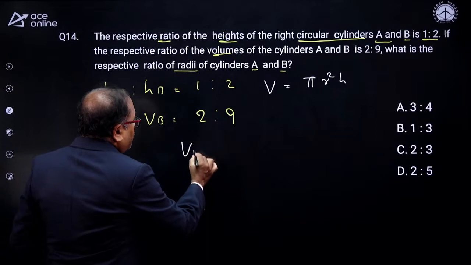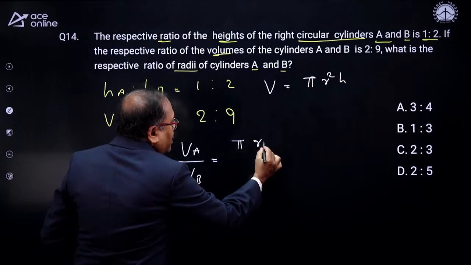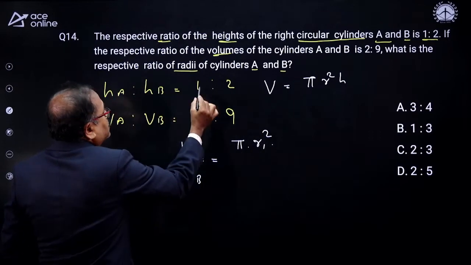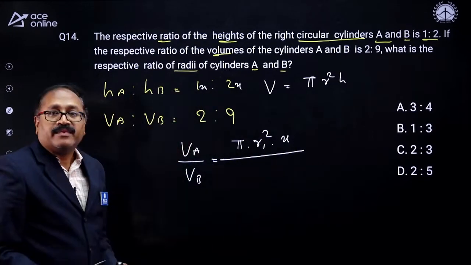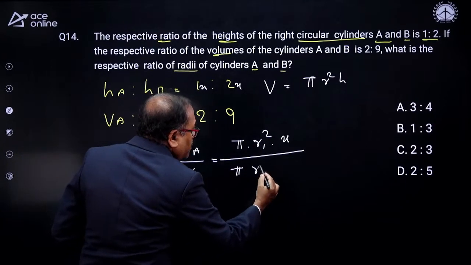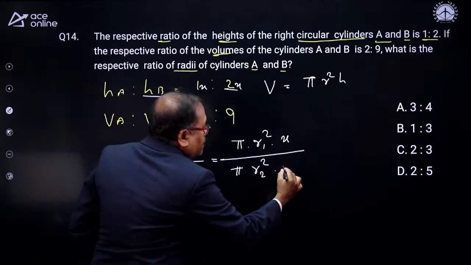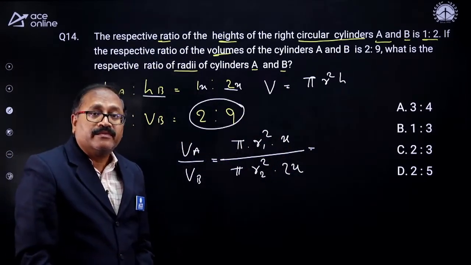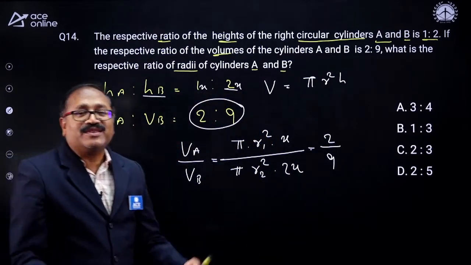So volume of A by volume of B is equal to pi r1 square into h, and here if this is x, this is 2x, so take the x here, by whatever the volume of the second one. So the volume of the second one is again pi r2 square into 2x height, and that ratio is given to us as 2/9. So write down this as 2/9. You got the answer here.